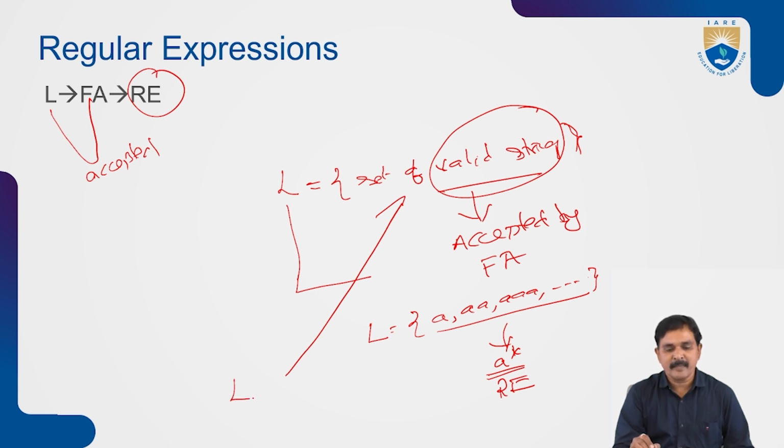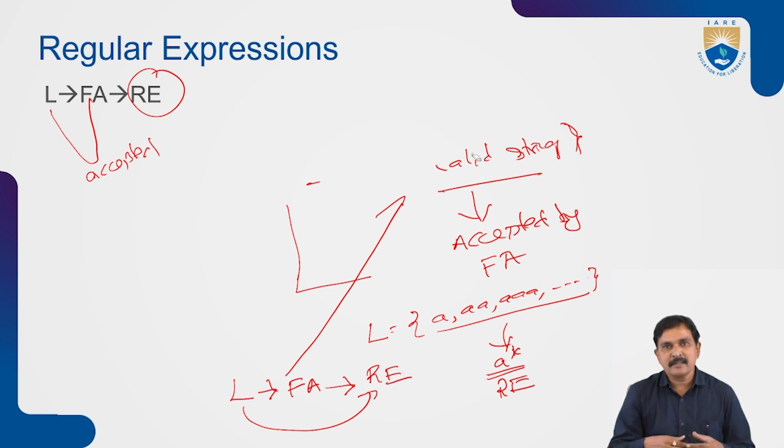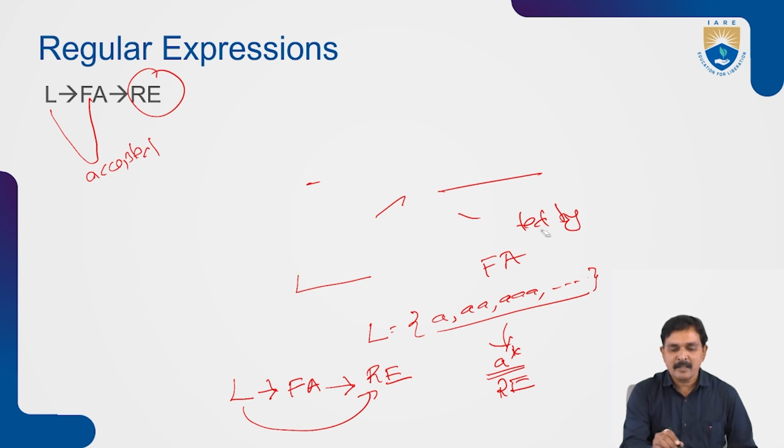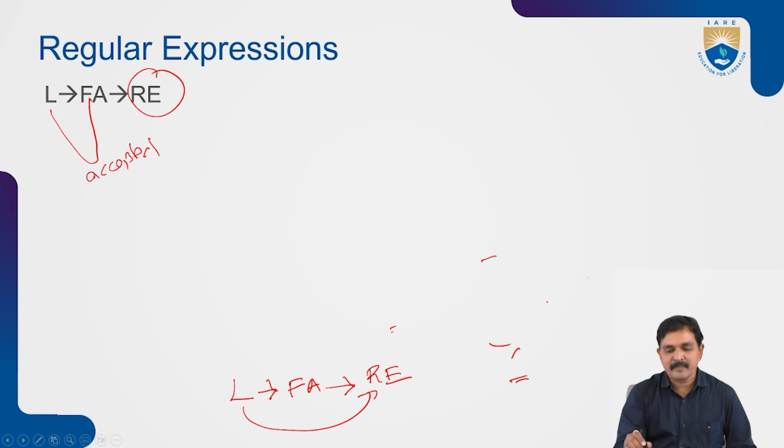N number of A's. Here, that is the language, and those A's are accepted by some finite automata. The number of occurrences accepted by the finite automata, and from that you can derive the corresponding expression, which is called a regular expression. So finally, a regular expression is nothing but a single common expression that can be defined for representing all the valid strings of a particular language. Those strings of that language are accepted by the finite automata.